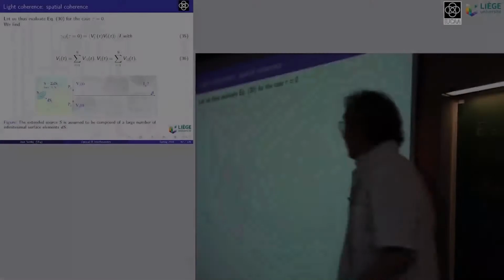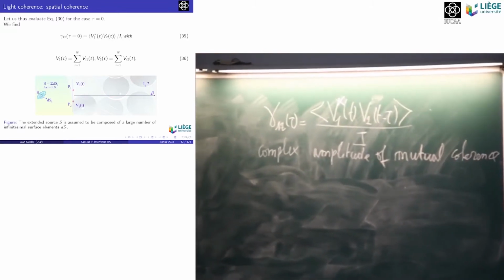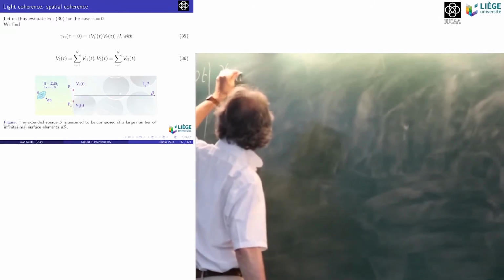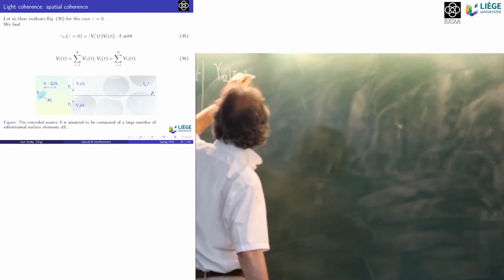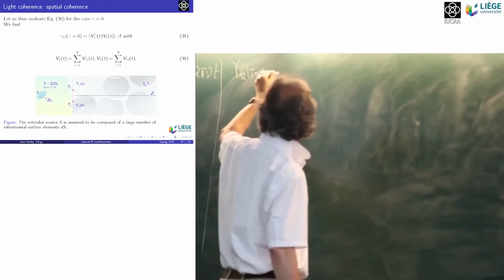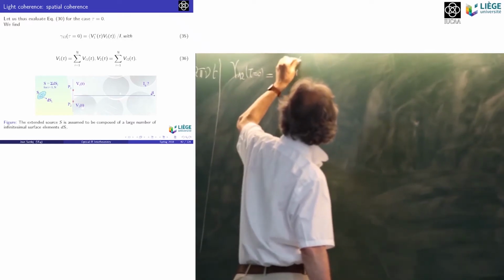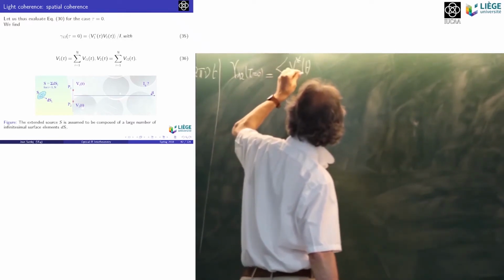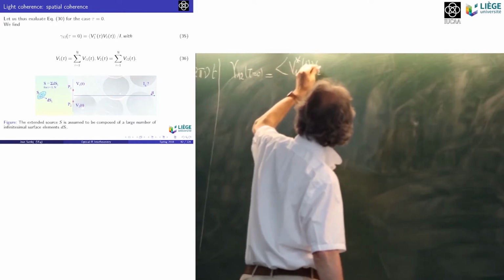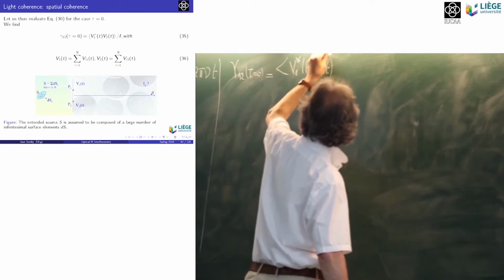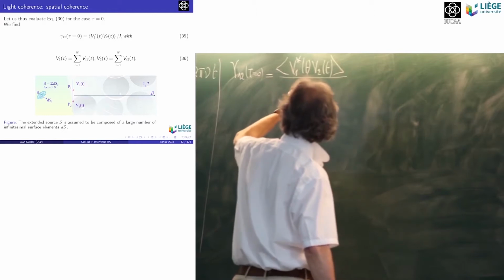and evaluate that expression for the case when tau is equal to 0. Since we are interested in the expression of gamma 1, 2 for tau equals 0, this is equal to the time average of V1 conjugate complex times V2, divided by I.